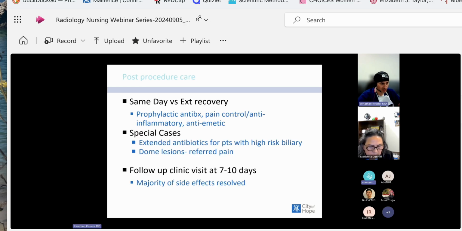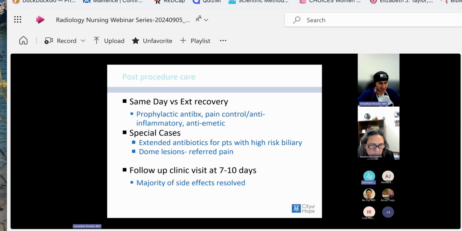We treat it much the same way as we treat everything else. So again, we send patients home with antibiotics to prevent infections, anti-inflammatory pain control medications, same as we talked about before, and anti-nausea medicines, same. Again, we're expecting these side effects afterwards, so we treat all patients the same.